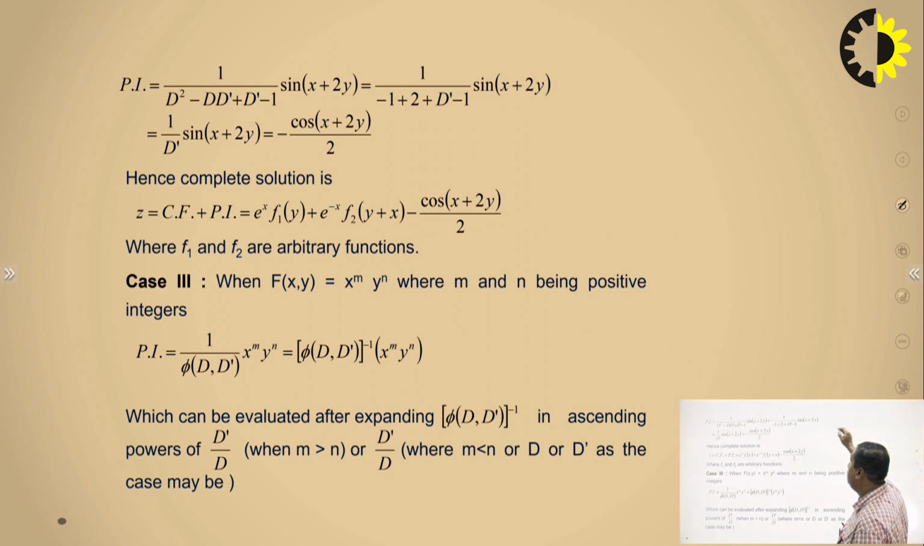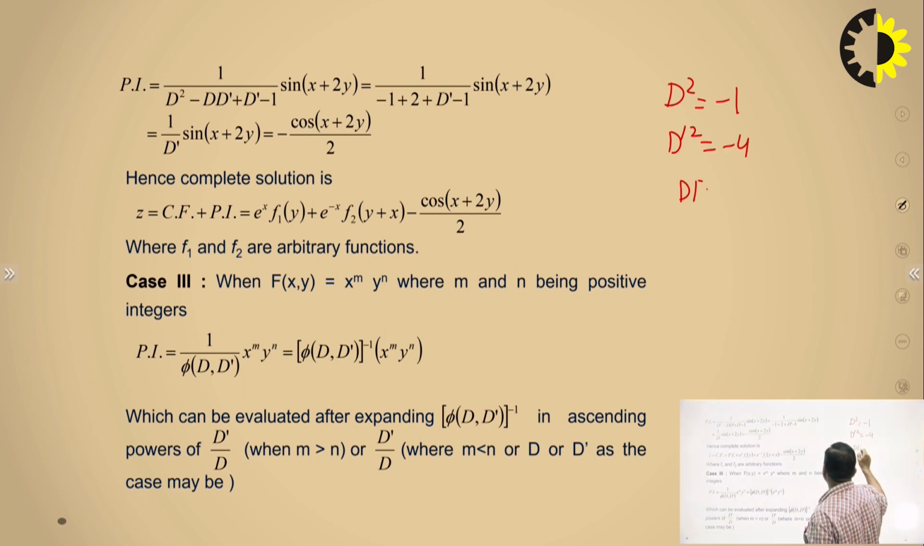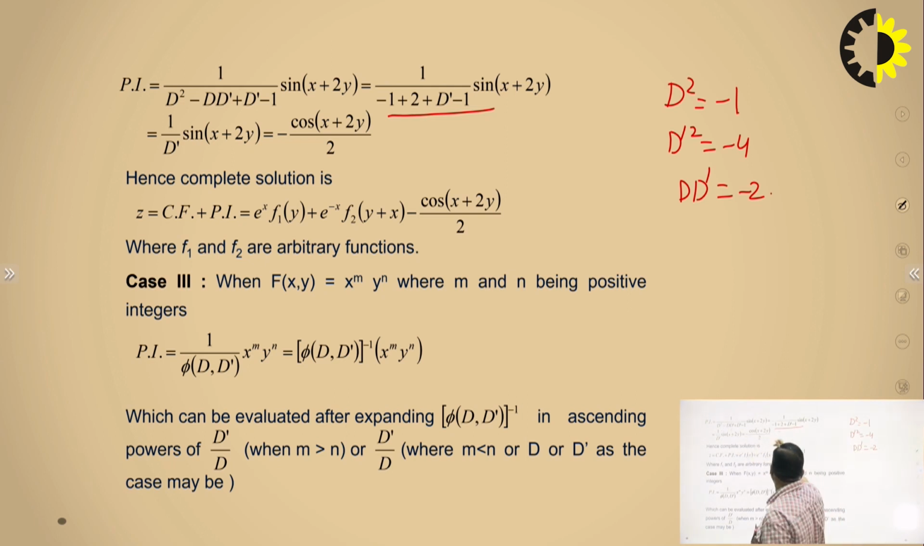And now PI is equal to 1 over D square minus DD dash plus D dash minus 1 of sin x plus 2y. In place of D square we put minus 1, D dash square is equal to minus 4, DD dash is equal to minus 2. Here D dash square is not given here, so we are not putting this value. Minus 1 plus 2 plus D dash minus 1, sin x plus 2y. And that becomes 1 by D dash of sin x plus 2y.